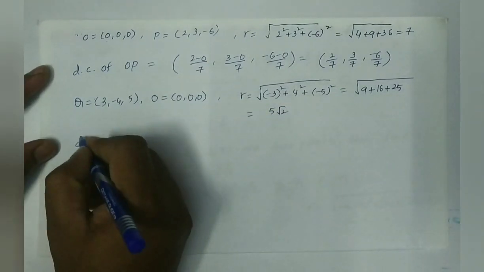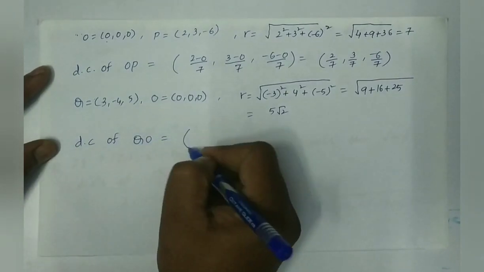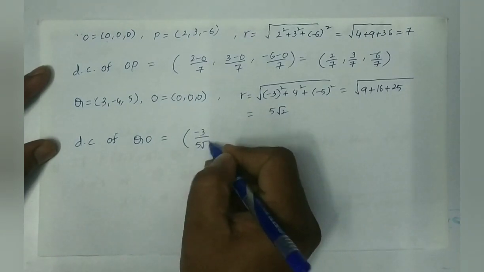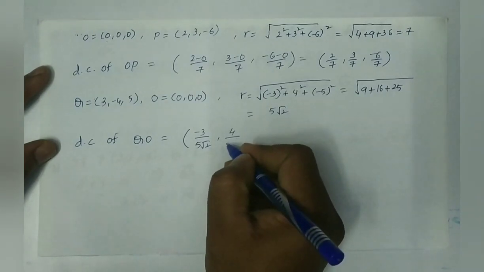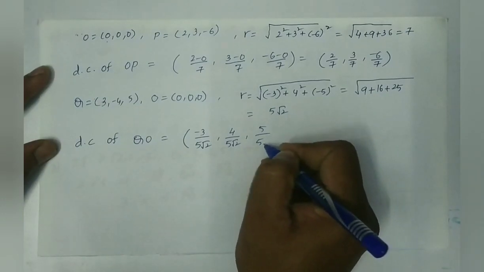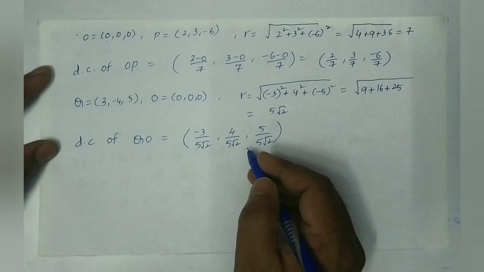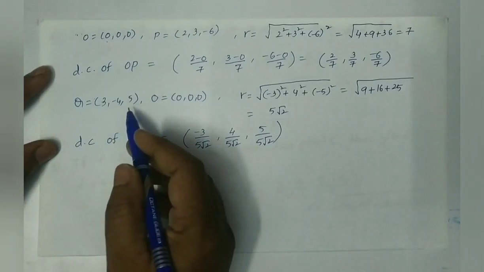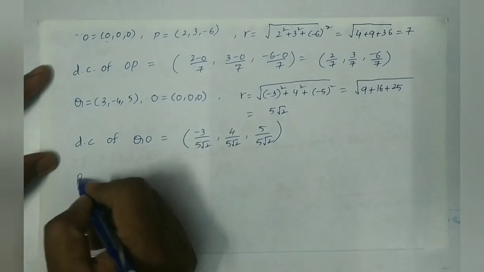Therefore, the direction cosines of QO are: x2 minus x1 is minus 3 divided by r, which is 5 root 2. Next, y2 minus y1 is 4 divided by 5 root 2. Next, 5 by 5 root 2. So these are the direction cosines of the line joining the points Q (3, minus 4, 5) and O as the origin. Similarly, PQ.